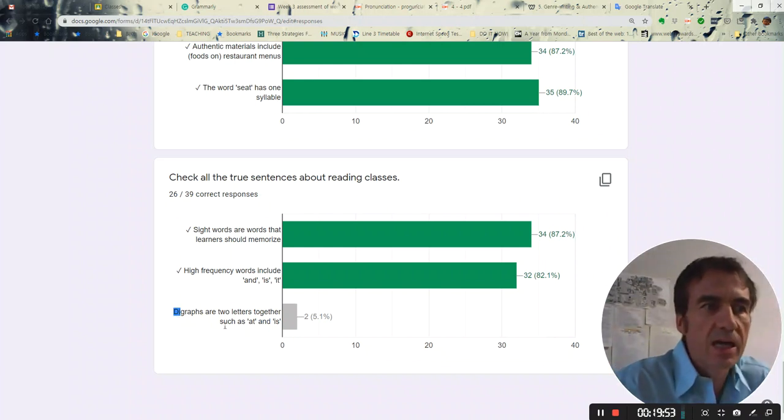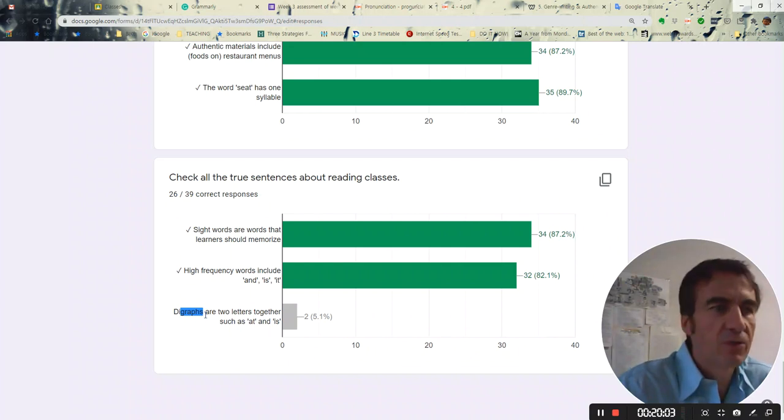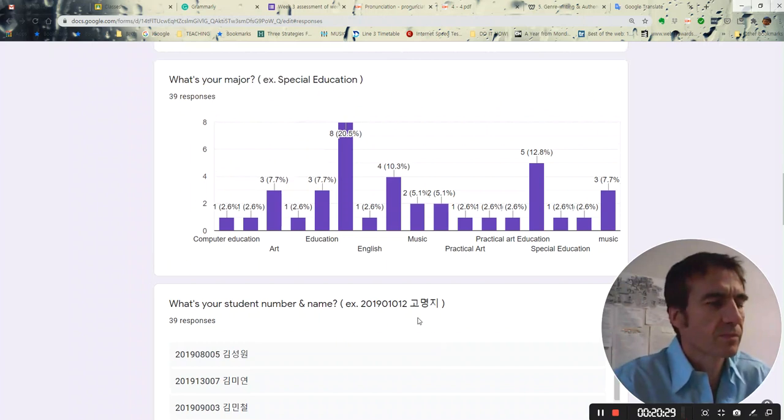Digraph. Clue is here, di meaning two. Graph is how you see language. So autograph, you write your name, you sign your name if you're famous. Graph is writing. So two letters together is true, but examples would be th, like think and that. That's a digraph. At and is are words, so those are not examples. And good, most of you have got that correct. That is the lengthy review of our assessment.